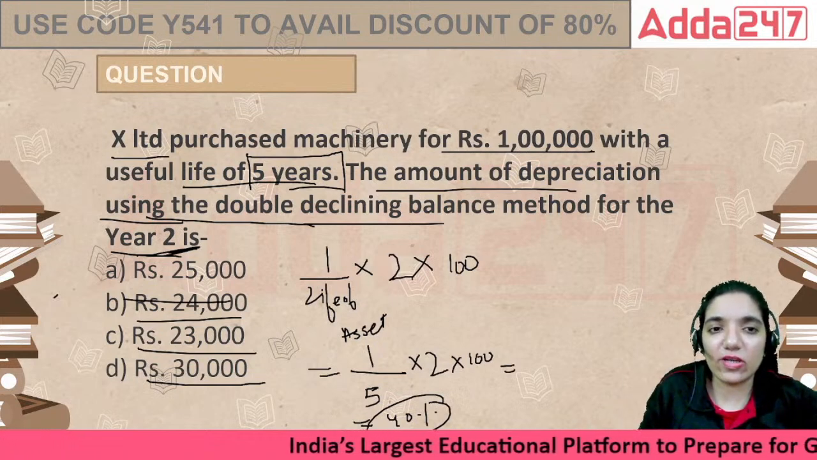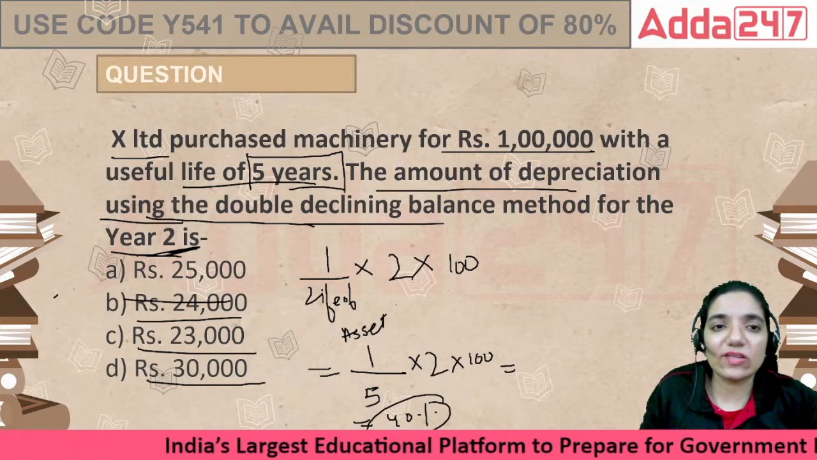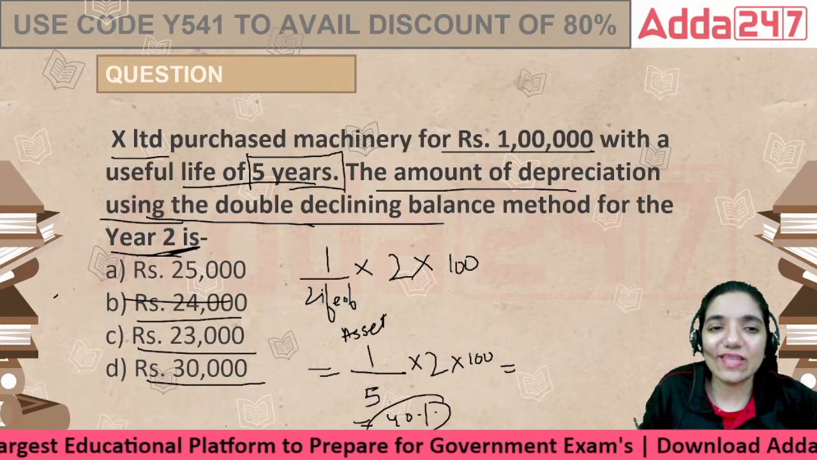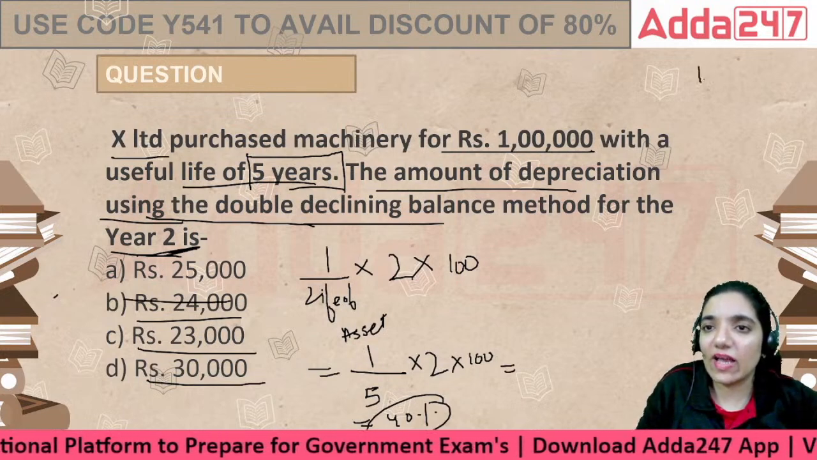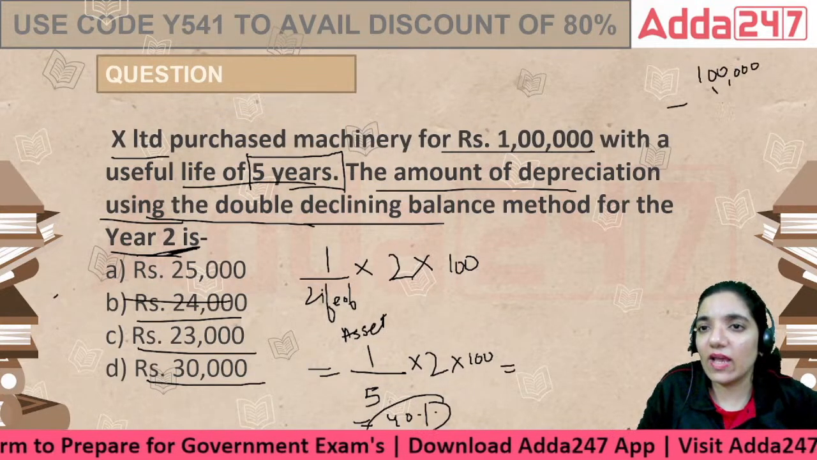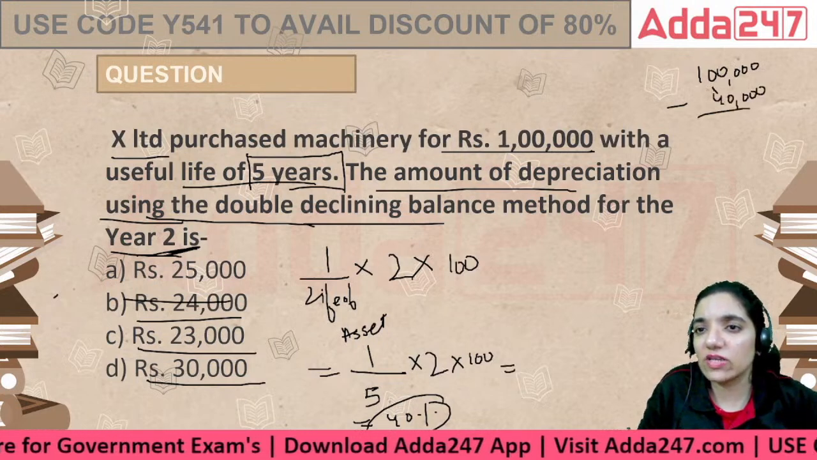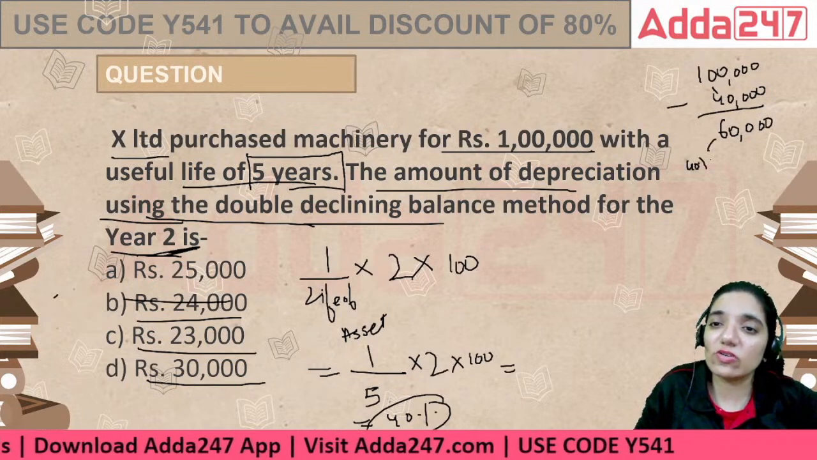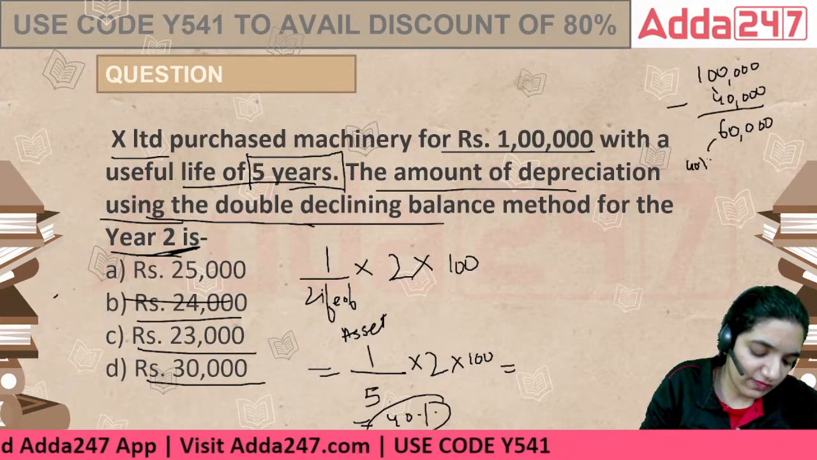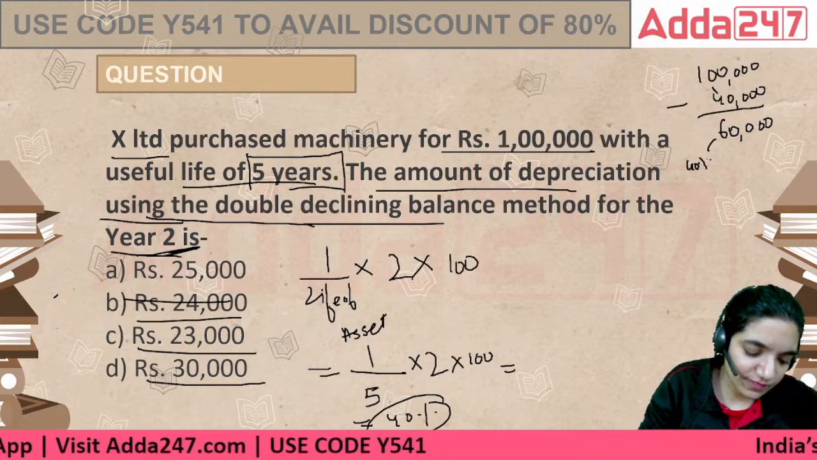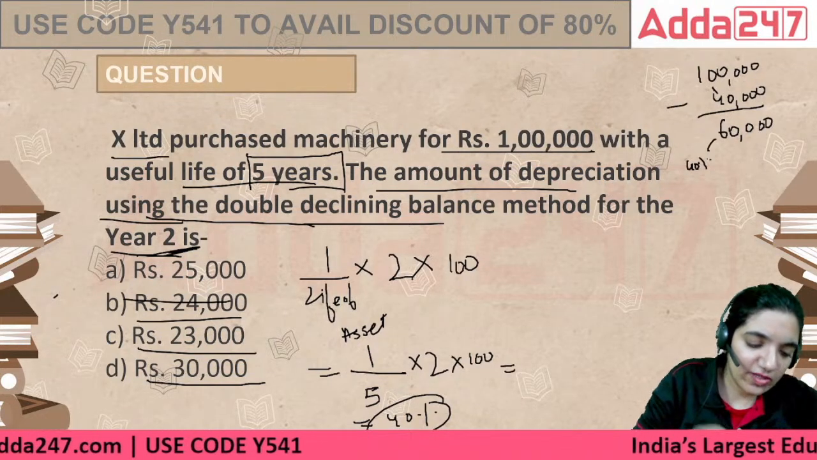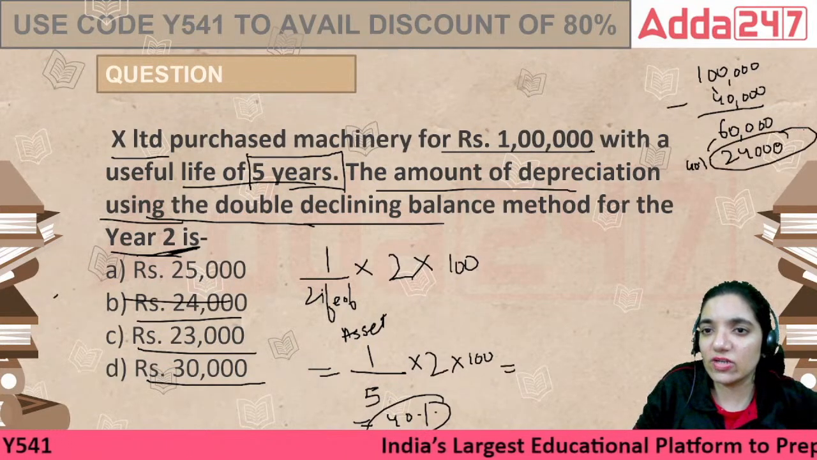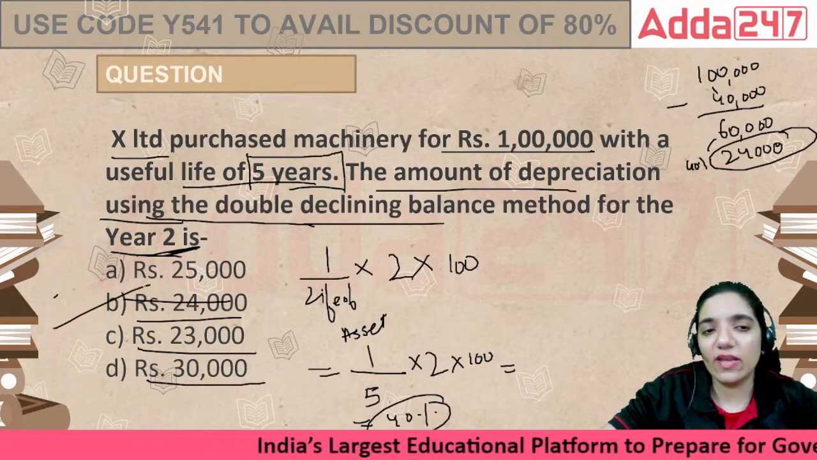Now if we have got 40% of depreciation, so they are saying that the amount of depreciation to be charged in the second year, if the value is 1 lakh for the first year, then 1 lakh minus first year we had 40,000, whatever we are left with is 60,000. From this 60,000, 40% of it has to be reduced. What is the 40% of 60,000, everyone? 60,000 into 40% comes out to be 24,000. So 24,000 would be the depreciation for the second year. It is B.